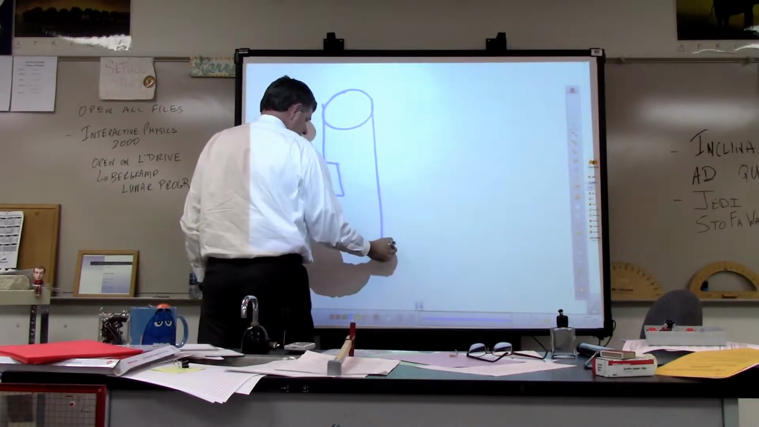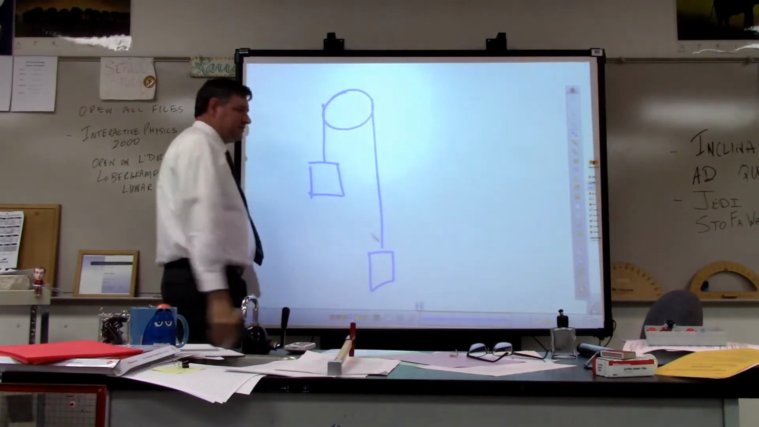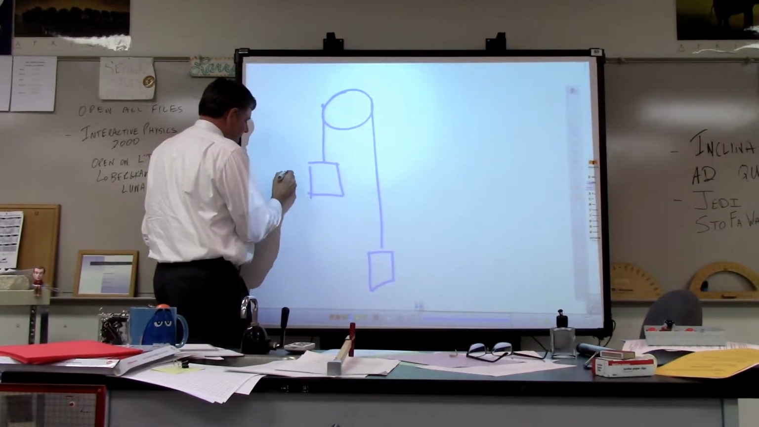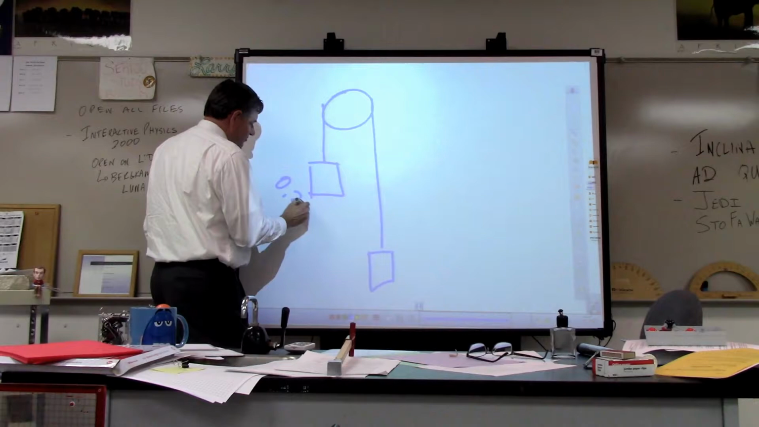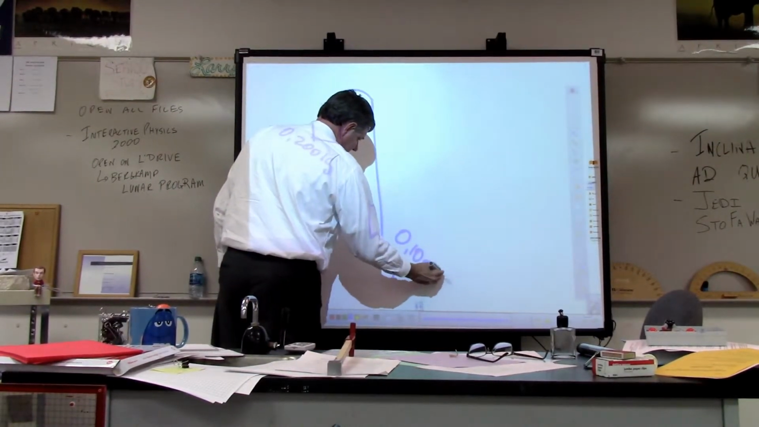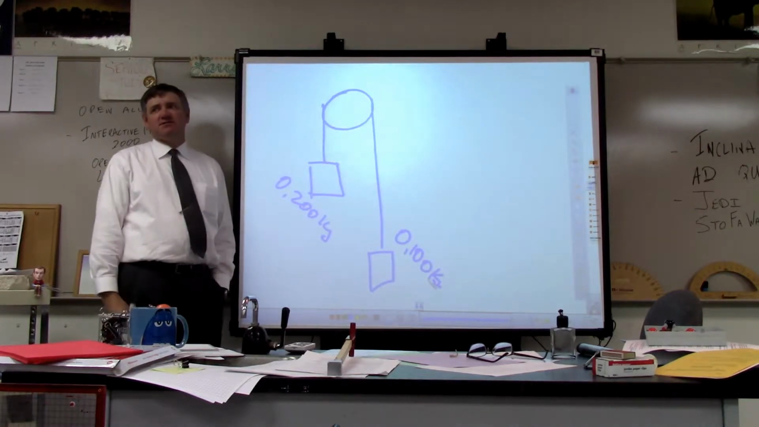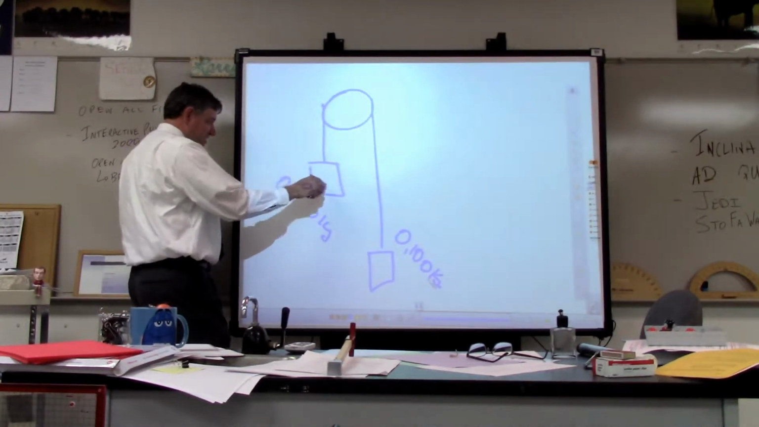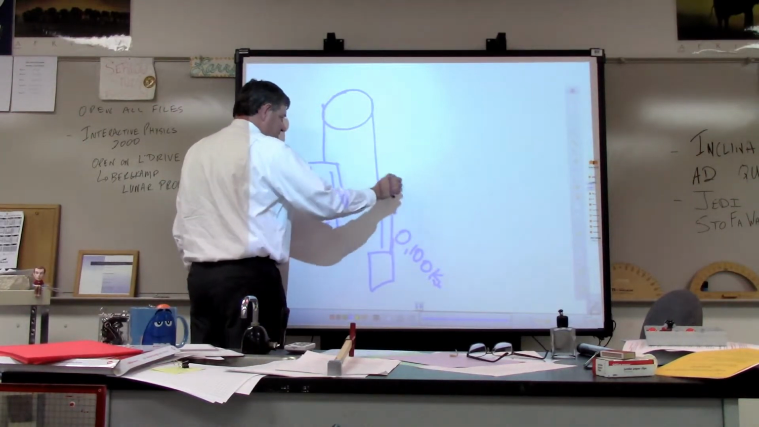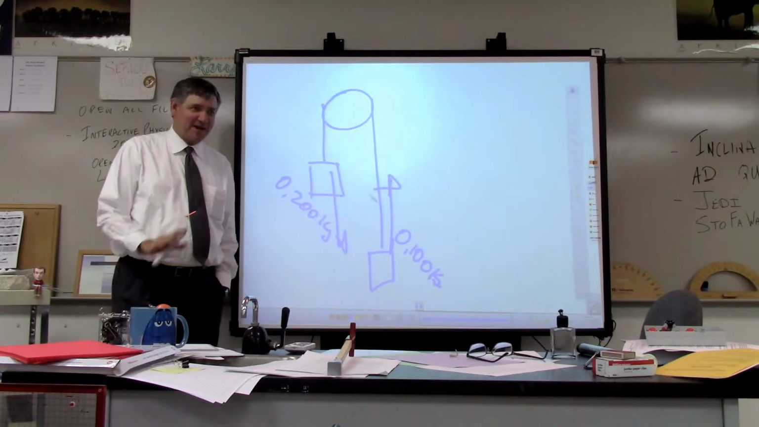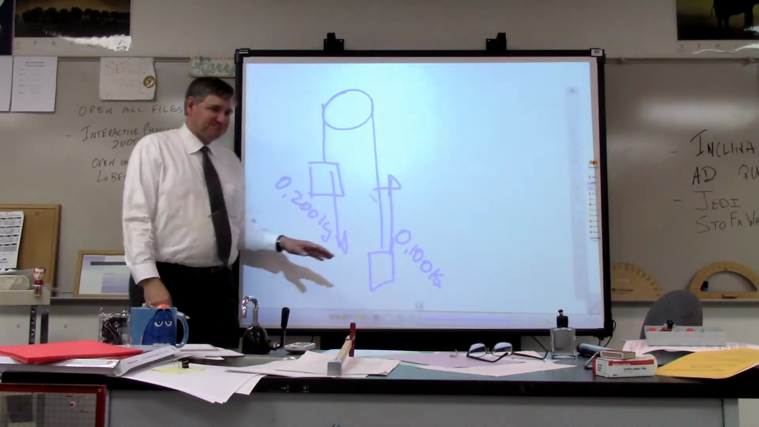The other thing is they're going to have something like this with the Atwood machine. Let's say this is 0.2 kilograms, and let's say this is 0.1 kilograms. Which direction is it going to go? This one's going to go down for sure, and this one's going to go up. One's going to go up and one's going to go down.